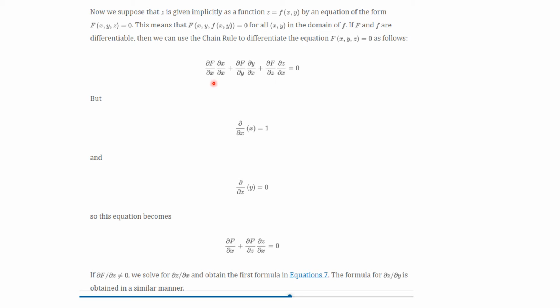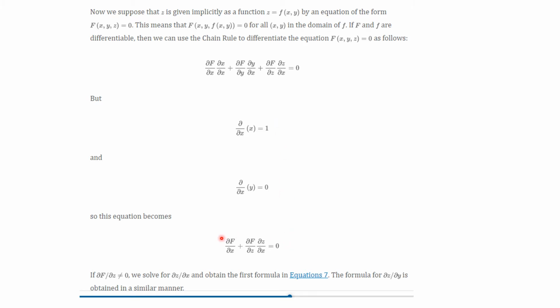So we have the partial of f with respect to x, dx. This is the partial of f with respect to y, dy dx. And this is the partial of f with respect to z, and this is dz dx. And again, all those are partial derivatives because we're in higher dimensions. But this partial is 1, and this one is 0.